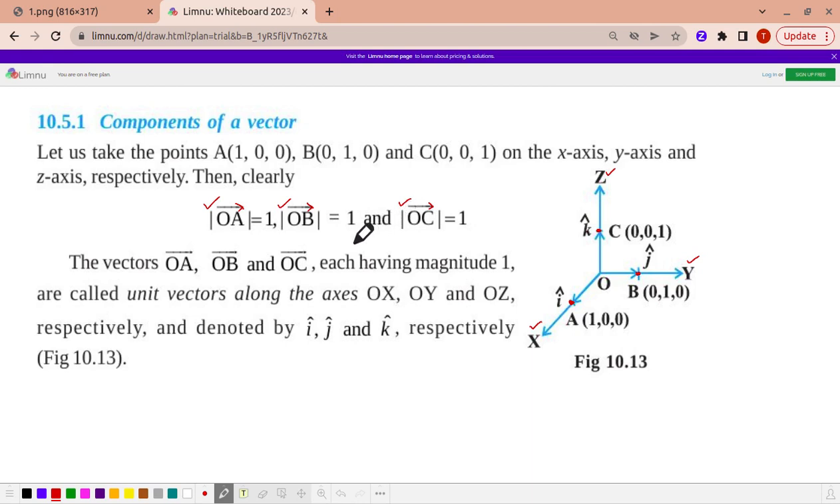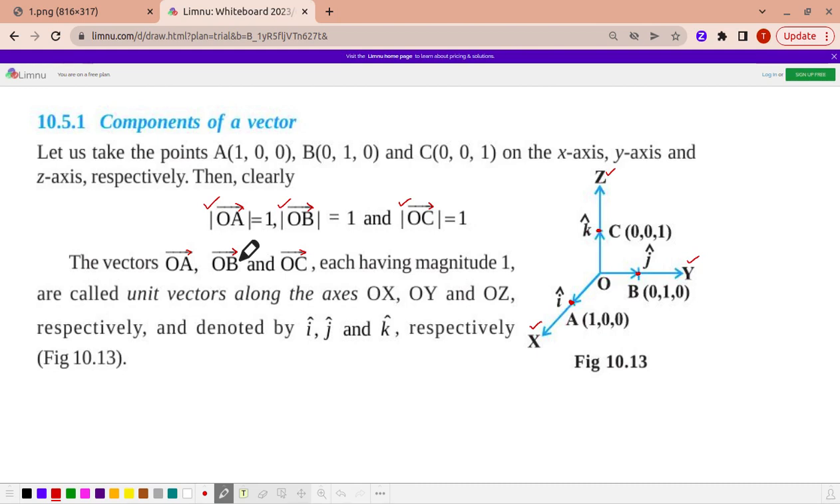So now, the vectors OA, OB, OC, each having magnitude 1, are called the unit vectors along the coordinate axes OX, OY and OZ respectively. Okay, so we know the I cap, J cap and K cap are denoted by the unit vectors, right?